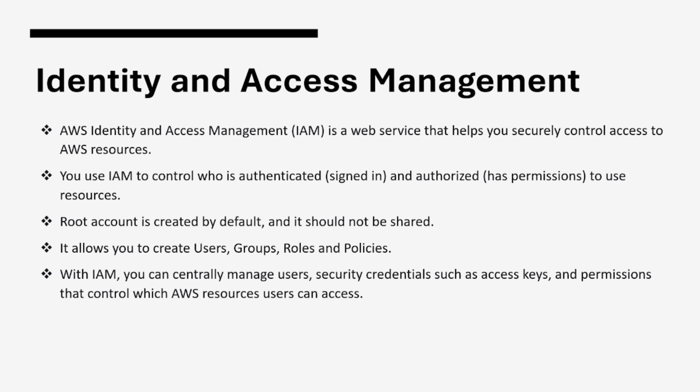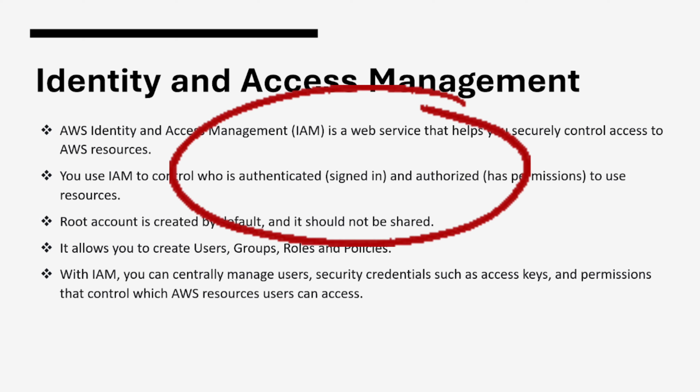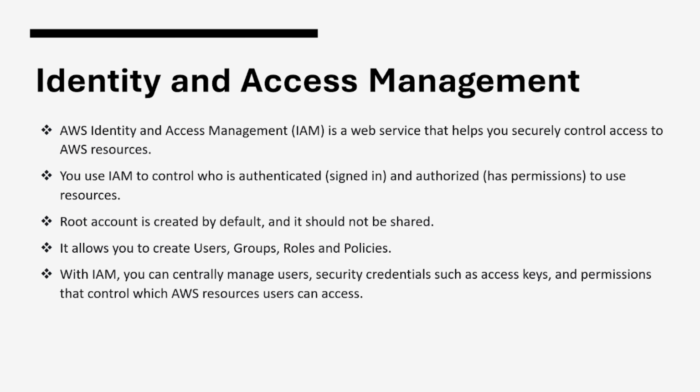AWS Identity and Access Management is a web service that helps you securely control access to AWS resources. Now, you need to understand that there are two important terms whenever we deal with security in any computer application. The first word is authentication, and the second one is authorization, right? So we can use IAM to control who is the authenticated user and which application is authenticated to perform any action or operation on AWS resources.